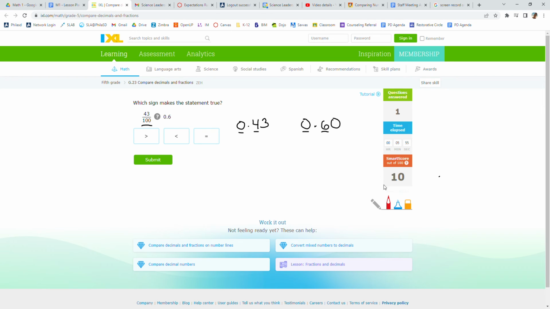So that means that this number is bigger than this number, because going from left to right, a bigger number came first than this number. Okay, remember that your alligator is always eating the bigger number. Okay, so that would be this symbol here.